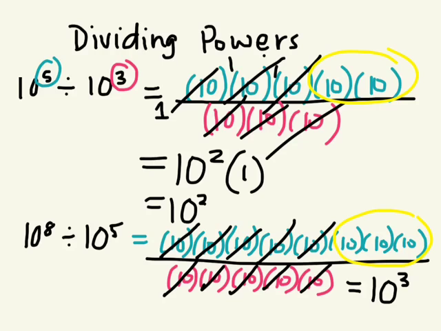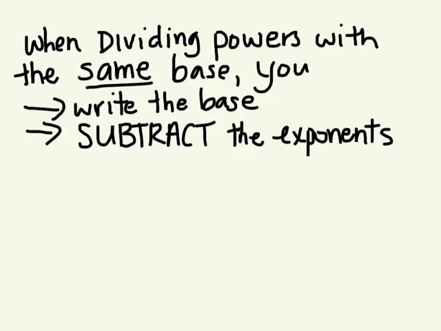Look at your exponents. Who figured out the rule here? We have a 5 and a 3, and the answer is 2. Here we have an 8 and a 5, and the answer is 3. What did we do with the exponents? Subtract. Excellent. Okay, so we can conclude that when we're dividing powers with the same base, we have to write the base, and then all we have to do is subtract the exponents.